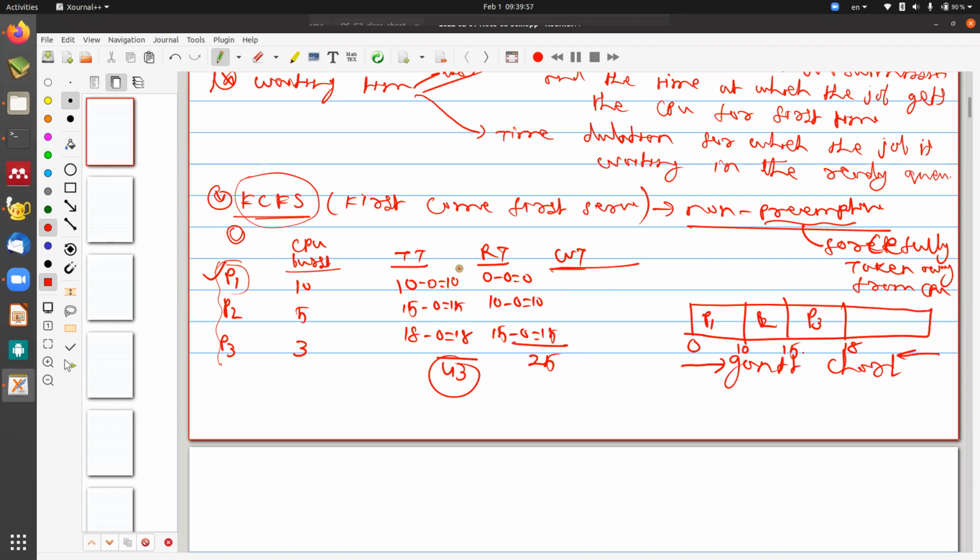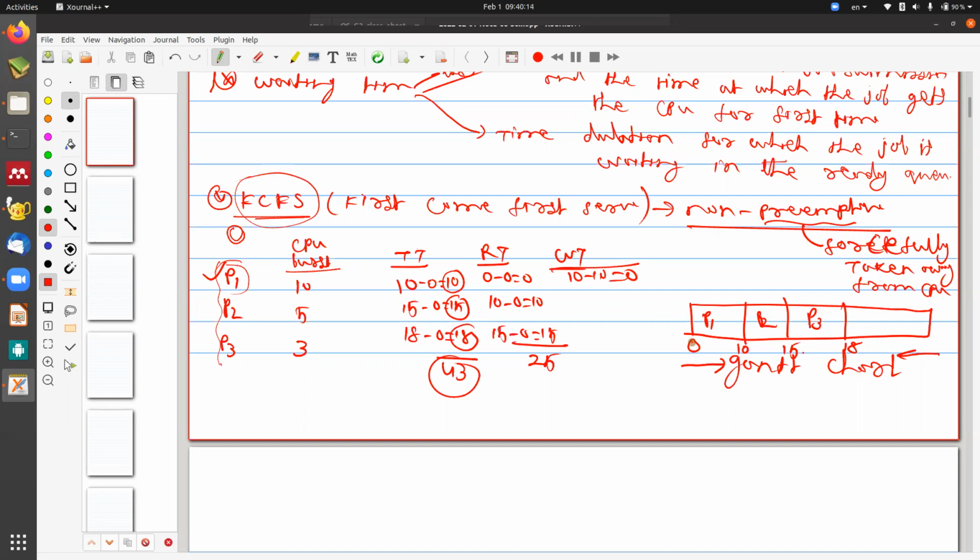I told how much time they have stayed. A: 10 units, A: 15 units, A: 18 units. Sir, how many hours did it work out of 10 units? Sir, it stayed 10 hours and worked 10 hours. So 10 minus 10 becomes 0. Waiting time is 0. Yes or no?